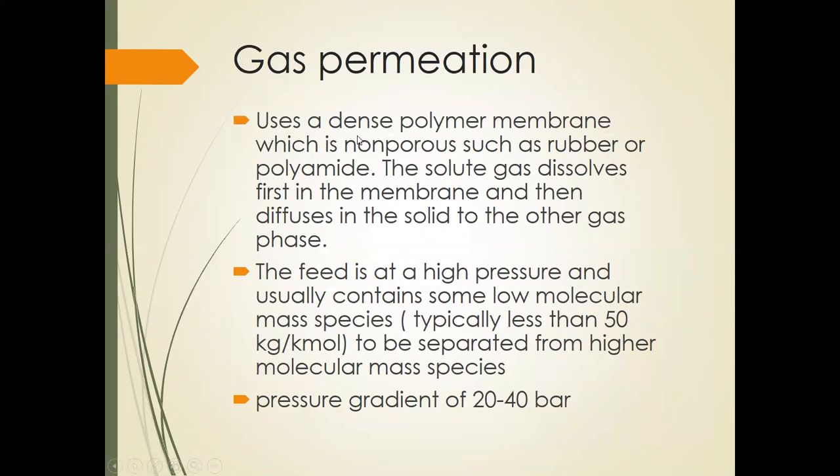Now, gas permeation, this is the second to the last topic here, uses a dense polymer membrane which is non-porous, such as rubber or polyamide. Now, the gas dissolves first in the membrane and then diffuses in the solid to the other gas phase. The feed is at a high pressure and usually contains some low molecular mass species, typically less than 50 kilogram per kilomole, to be separated from higher molecular mass species. The pressure gradient needed for the process is 20 to 40 bar. So take note of this special type of barrier or membrane used in gas permeation. It's rubber or polyamide.